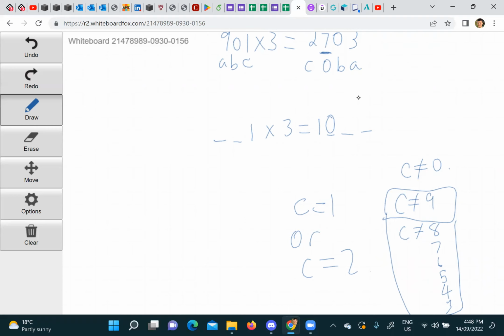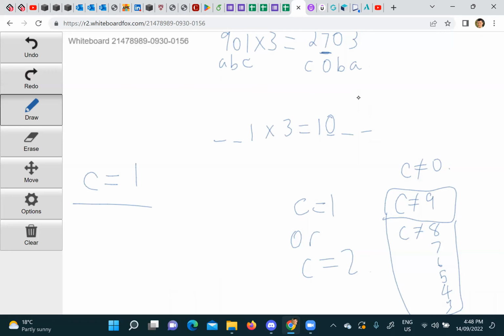I choose 1 because it's smaller. Yeah, choose 1 because it's smaller, unless you have a great reason for choosing 2. Maybe you might choose 2 because it's even or something. But if you don't have a great reason for choosing 2, why not just choose C equals 1 because it's smaller, right?